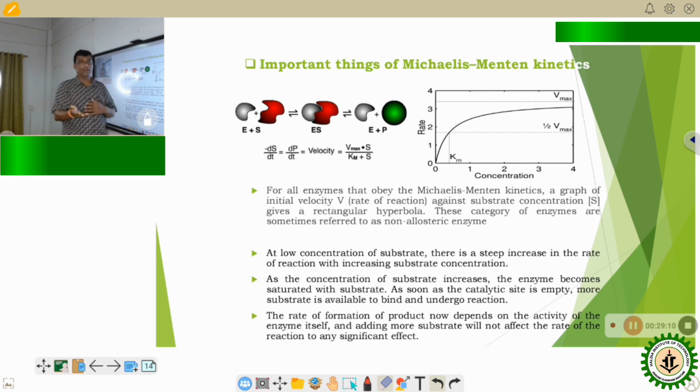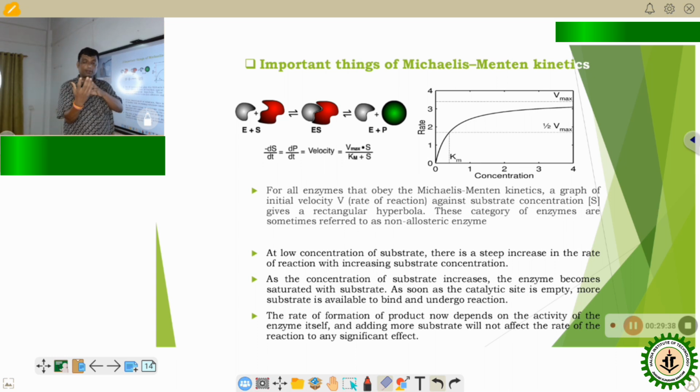Now suppose we add an additional 1 mole of substrate again. So 10 plus 1, 11 mole, but here the enzyme is 10 mole. So this enzyme is able to convert only 10 mole of substrate into product at a time. So that 10 mole enzyme interacts with 10 mole substrate, giving 10 mole product in 1 hour.